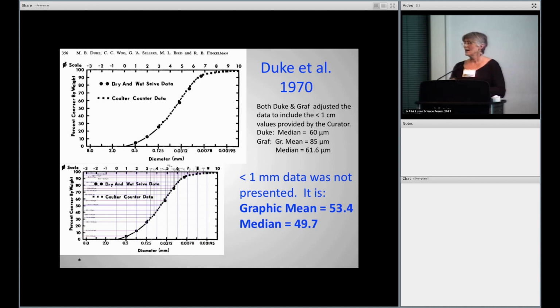So anytime you're looking at a lunar soil grain size measurement, please be careful and understand what it is you're looking at. What size range? Are they including the big particles or just the little particles? Are they using some other kind of measurement? You don't really know.